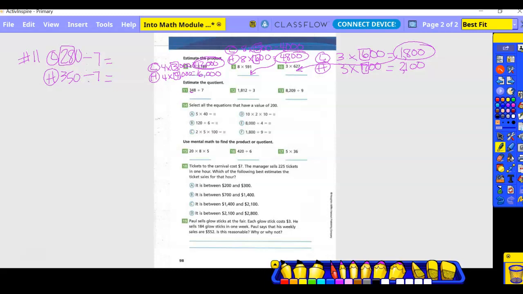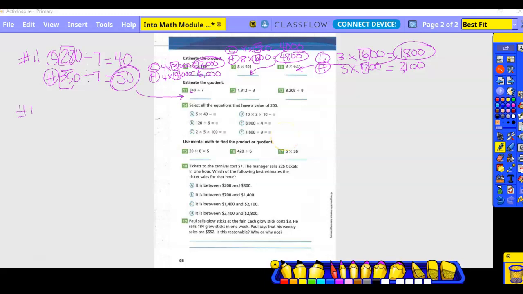Okay, so we put our 28 in a box. 28 divided by 7 is 4. And then add a 0. Put my 35 in a box. 35 divided by 7 is 5. And add a 0. So which one is closer to 348? 280 or 350? 350. So I'm going to circle 50 for my answer for 11.